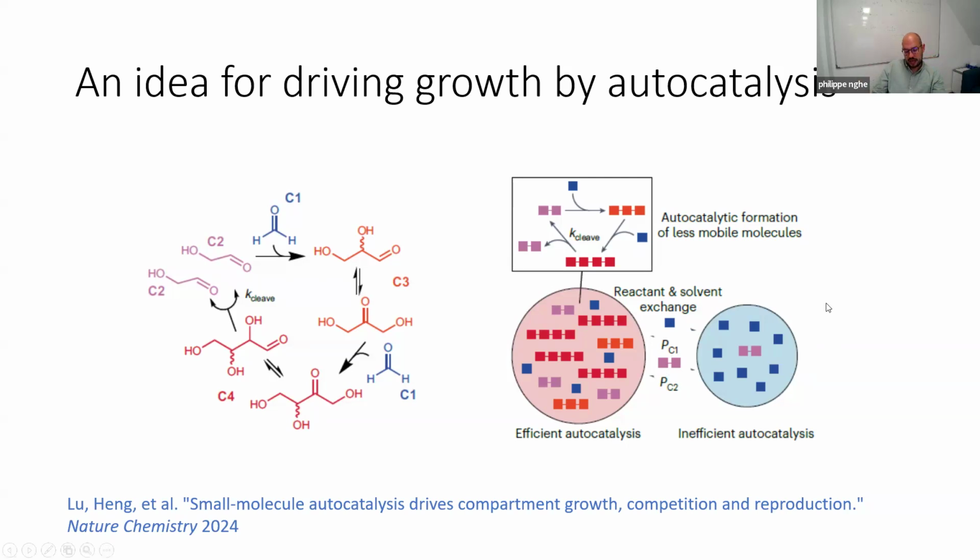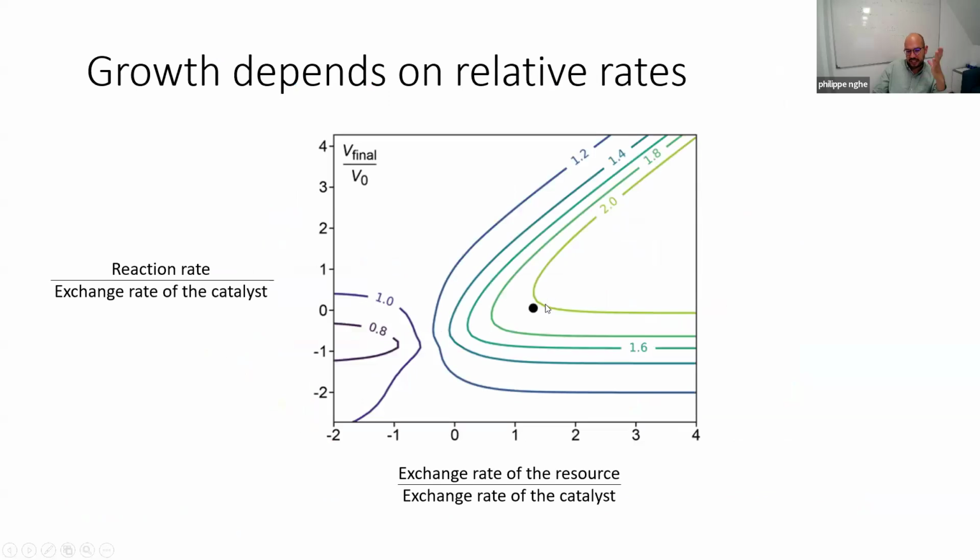And so the scenario, you have kind of a phase diagram. Here in color, you have how much you grow. So if you want to grow to double in volume, it's the green line with 2. Sometimes you shrink, and it depends mostly on 2 things. You have to compare how fast you exchange the resource, which was the 1-carbon molecule, the formaldehyde, with how fast is the reaction. So this is the x-axis. This is quite understandable. It's important.